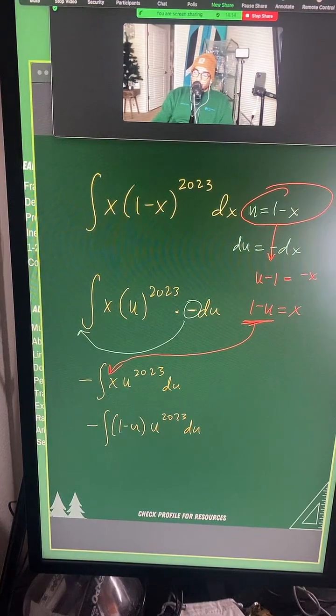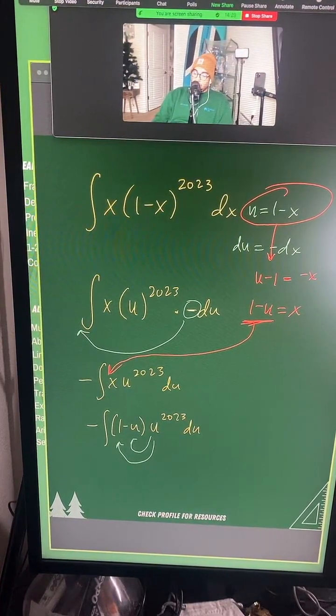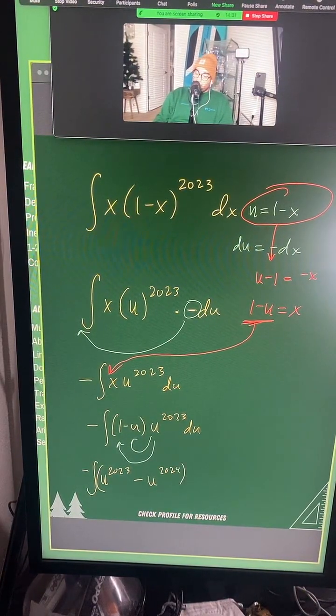All right, let's continue. Let's go ahead and multiply the u to the power of 2023 to both terms. Now we can go ahead and do that. So we have negative integral of u^2023 minus u^2024 du. And now I think it's pretty simple. All we have to do is use the power rule.